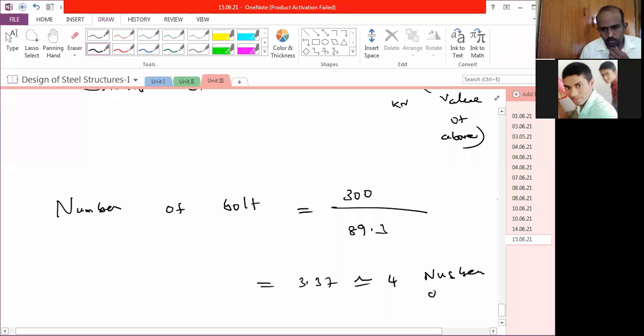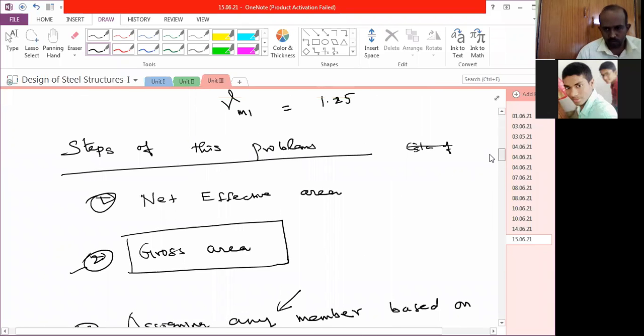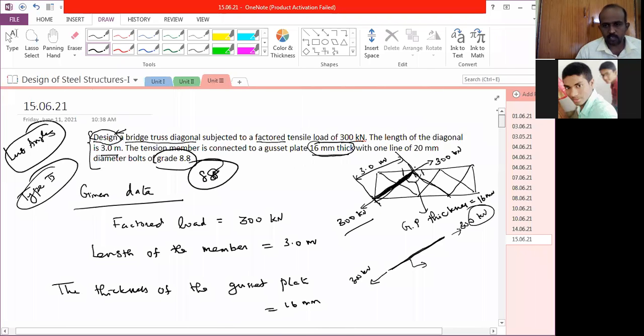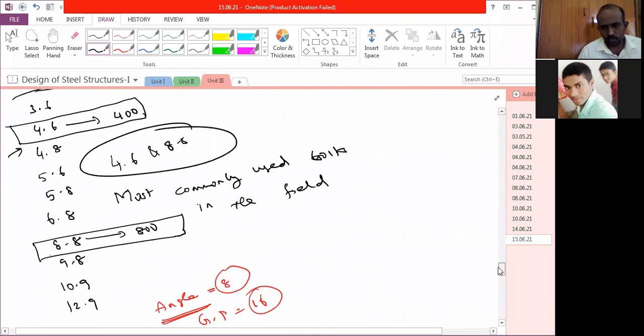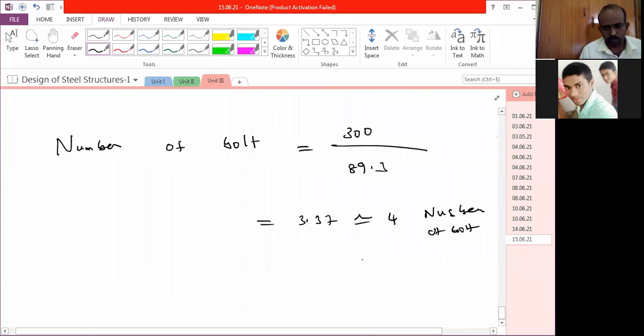4 numbers of bolts. Similarly, it's the same problem. If you execute with 16 mm diameter of the bolt, number of bolts will become excess. Last problem, number of bolts was very high. It was coming 6 or 5, right? Here number of bolts is only 4 because the diameter of the bolt is high. 20 mm diameter bolt we are using now. Similarly, if you are decreasing the diameter of the bolt, number of bolts will increase, right?